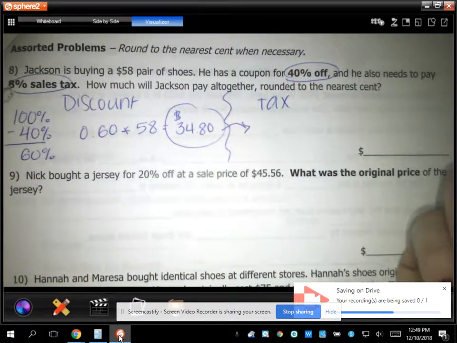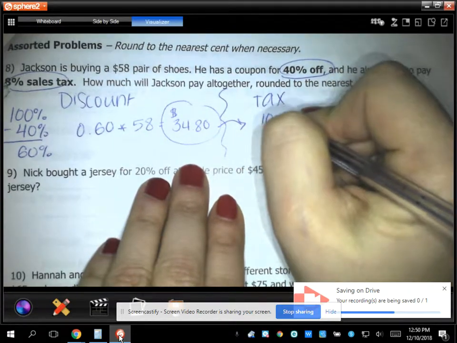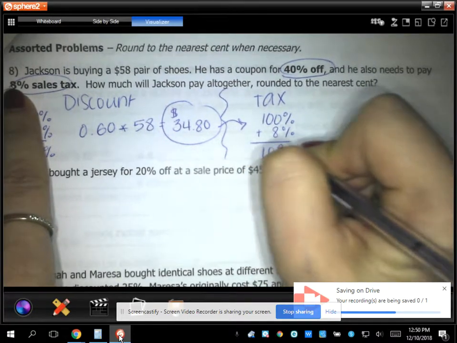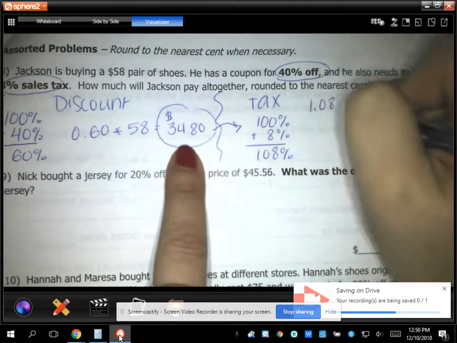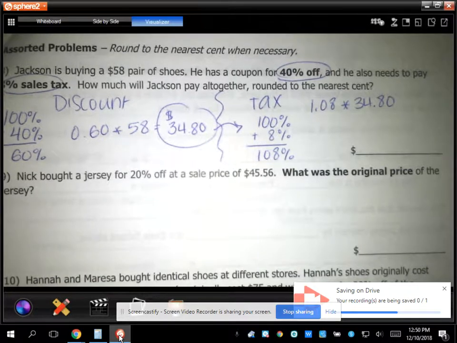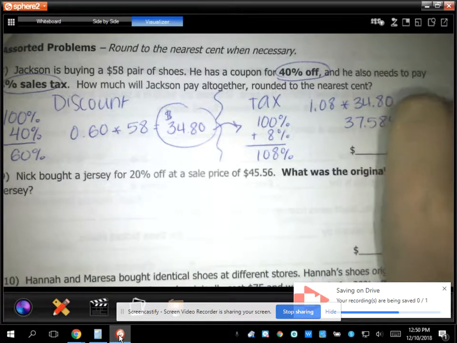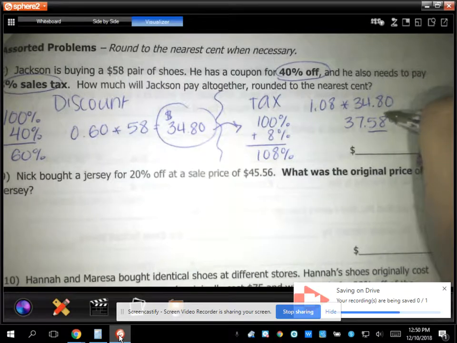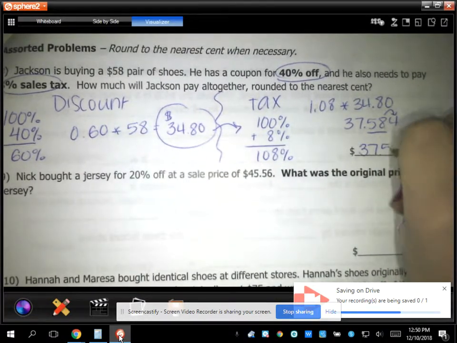Okay, so I'm going to bring that sales price over here, and I'm going to find tax. So for tax, I'm going to have to pay 100% of the sales price and 8% extra. So I'm going to have to pay 108% of this sales price, which is 1.08 times $34.80. I get 37.584. Now my answer should go two numbers after the decimal, and since this is not a 5 or above, I'm not going to give this a shove. So it's going to be $37.58.